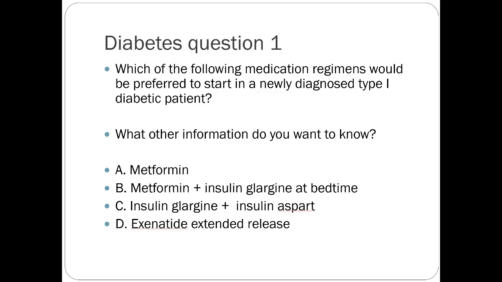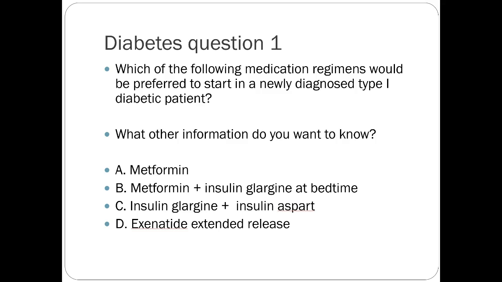All right, a couple of review questions. The first question here: Which of the following medication regimens would be preferred to start in a newly diagnosed type 1 diabetic patient? And what other information would you want to know? That's more of a rhetorical question, but let's focus on the multiple choice aspect. I'll give you a second if you want to pause and think about it.